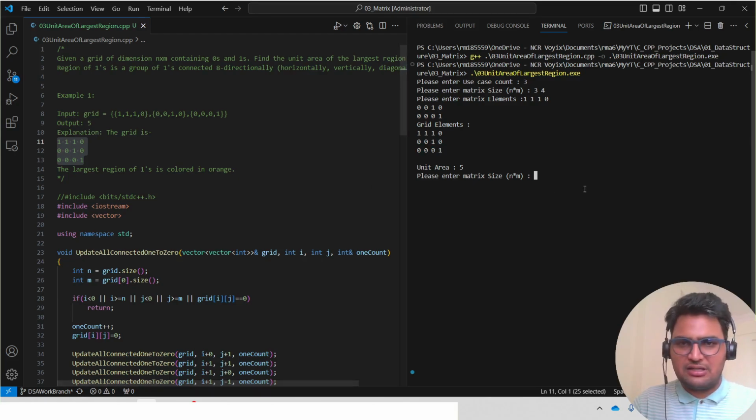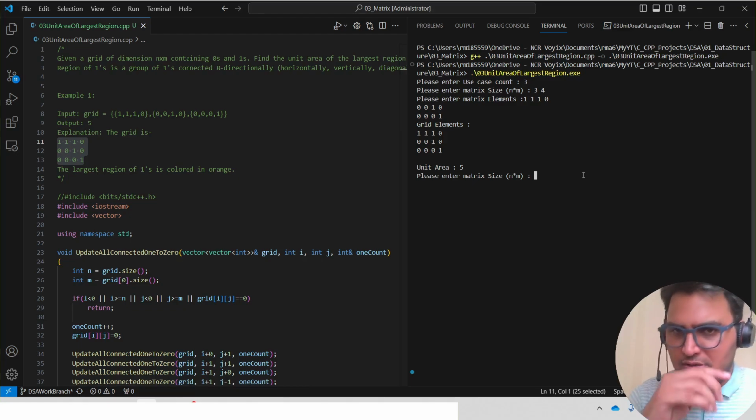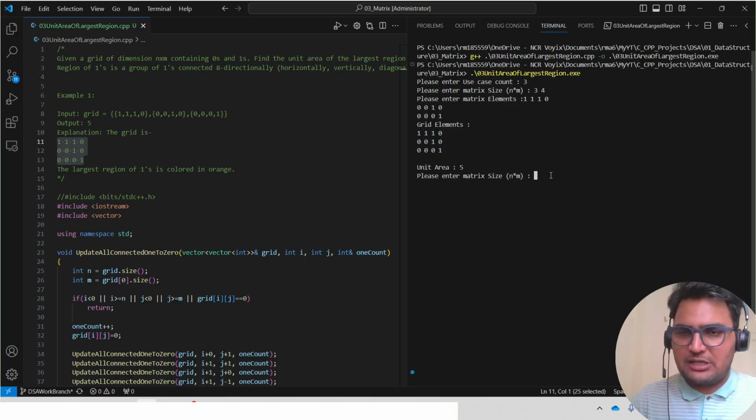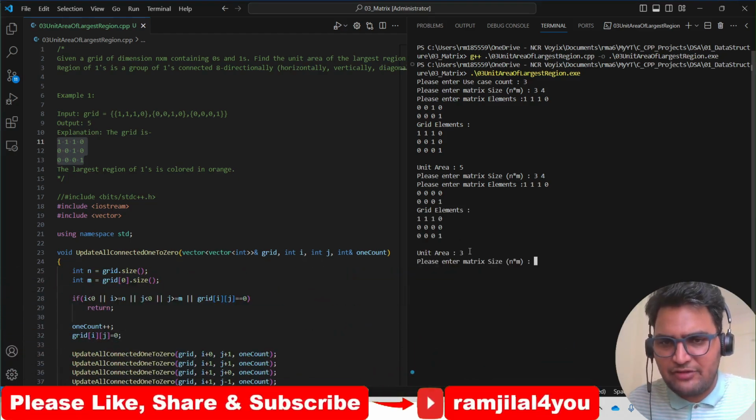Now take another example. Let's take the same matrix, but we will make this row all 0, so that we separate it out. The size is 3 comma 4, and then we enter the elements: 1 comma 1 comma 1 comma 0, then 0 0 0, and then 0 0 0, and then 1. Here the maximum we are getting is 3.